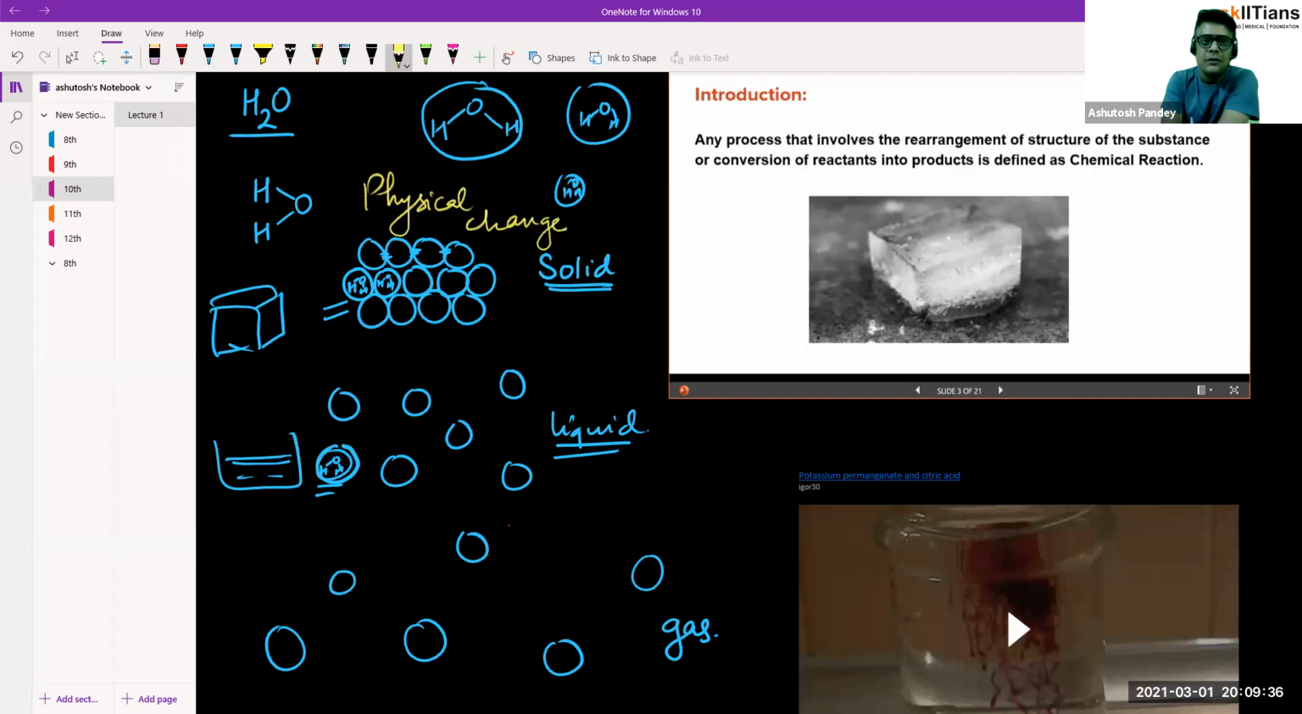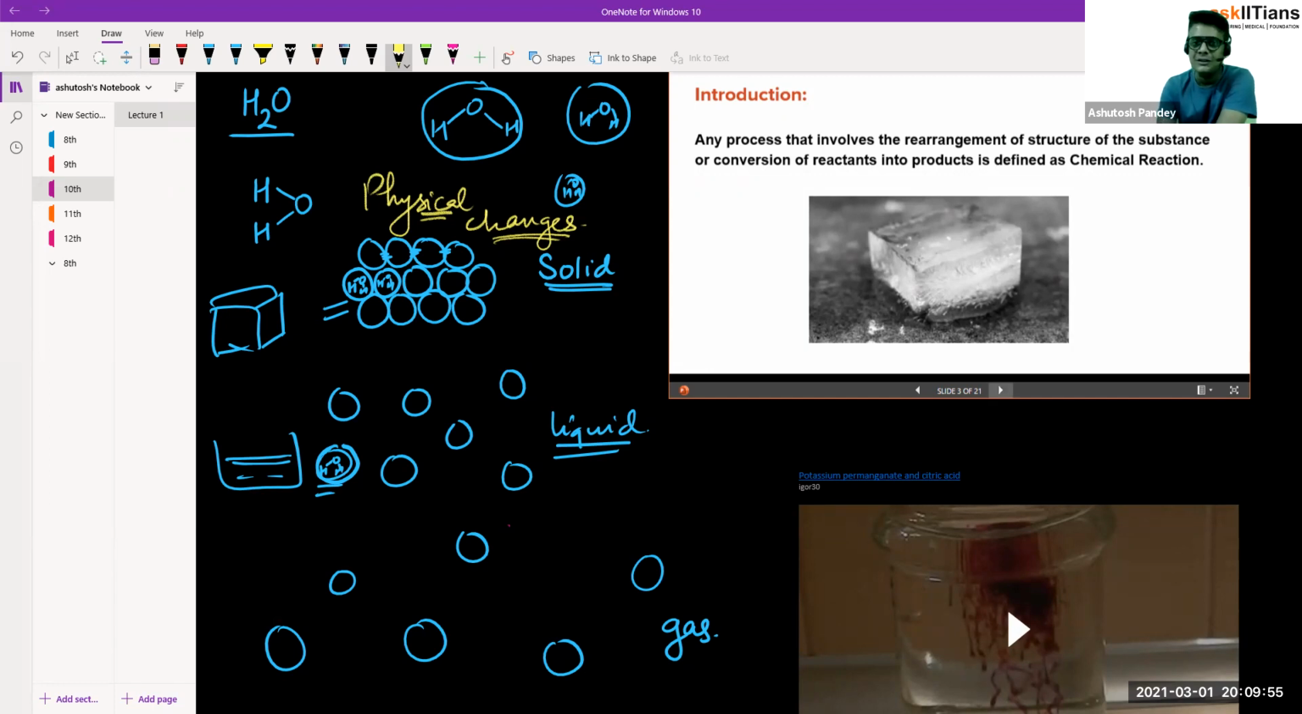Physical changes, I hope you are getting it. Okay, then what happens? Any process that involves the rearrangement of structure of the substance, or the conversion of reactants into products, is defined as a chemical reaction.